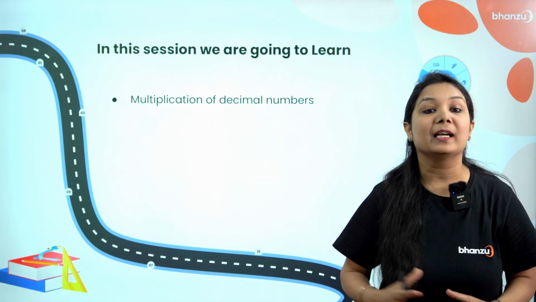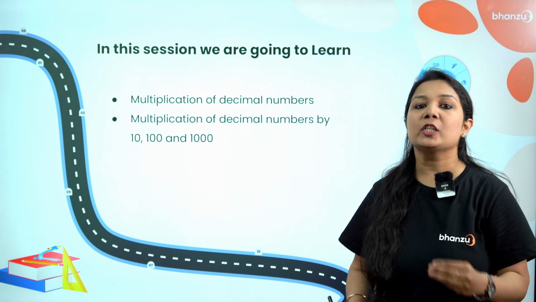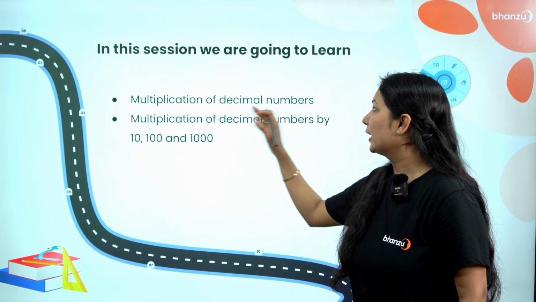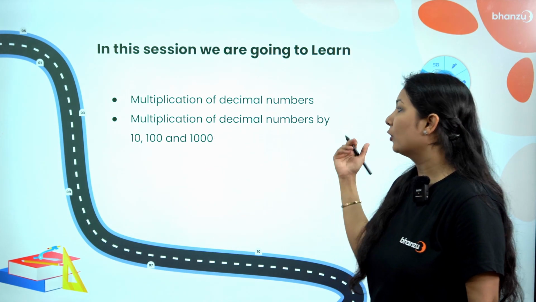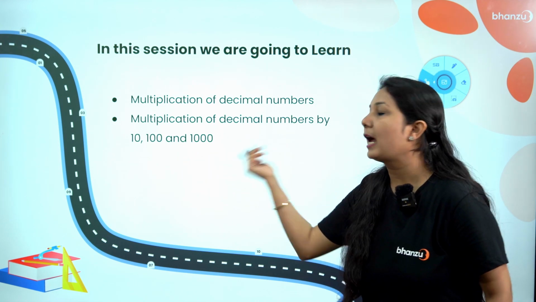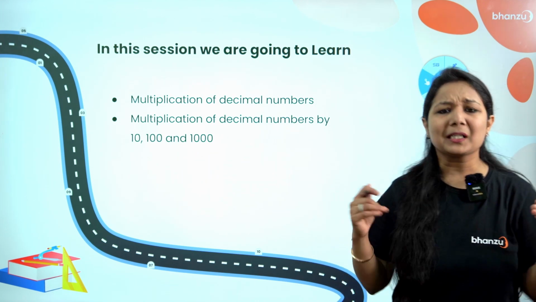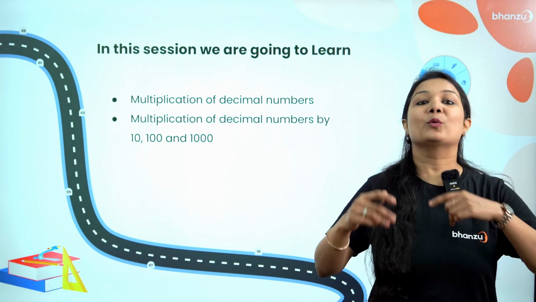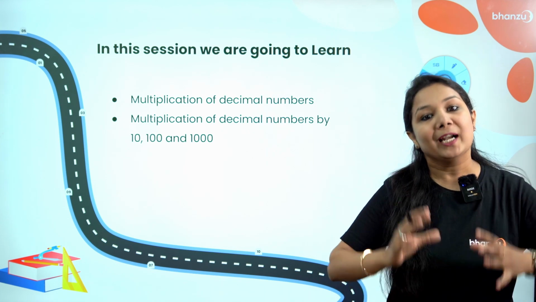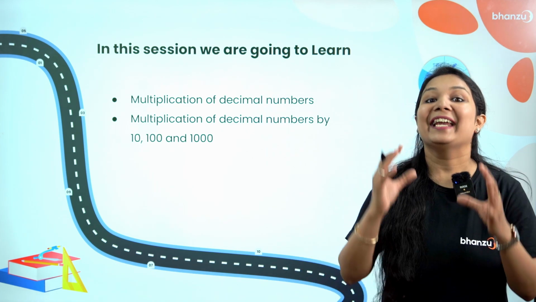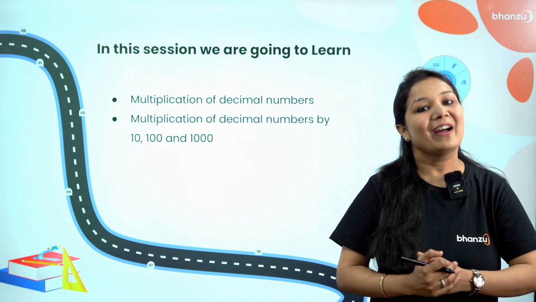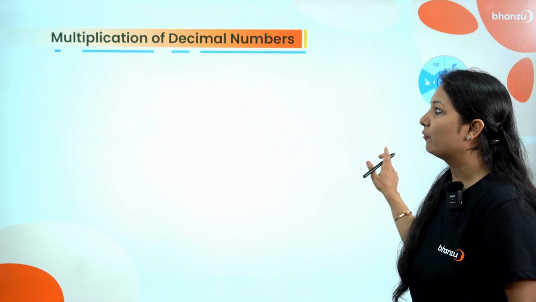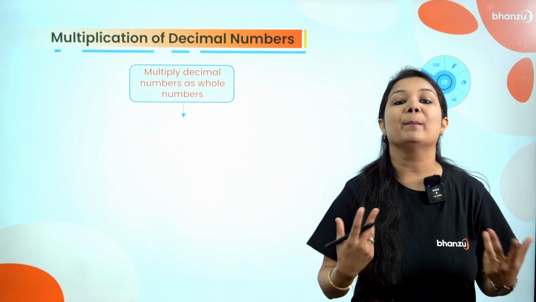So we are going to cover multiplication of decimal numbers, in which we will talk about two subtopics, okay? The first one being multiplication of decimal numbers and the second, multiplication of decimal numbers by 10, 100 and 1000. I hope everybody is clear with what is multiplication, right? So we are going to use the concept of multiplication of whole numbers only in doing multiplication of decimal numbers, right?